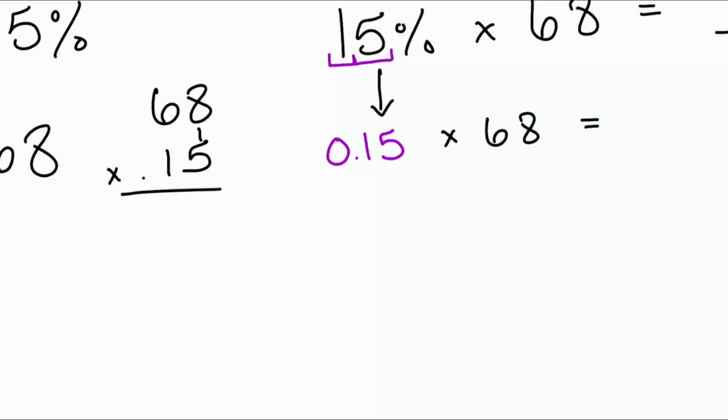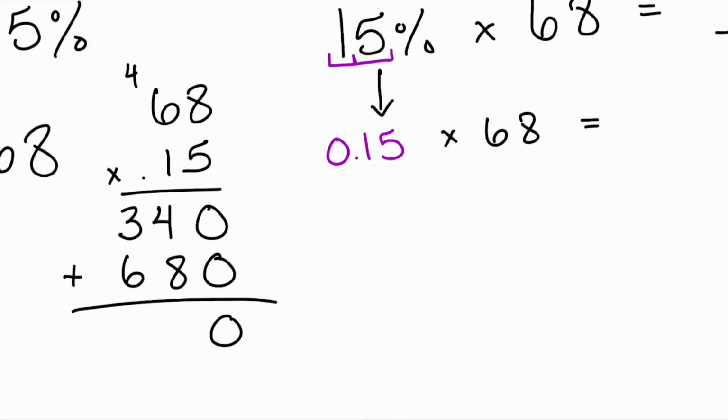So 8 multiplied by 5 is 40. Then we have 6 multiplied by 5, which is 30. Carry the 4, and it gives us 34. Then from here, we put a 0 because we are moving to the next place value. So now we have 8 times 1, which is 8. Then 6 times 1, which is 6. Add everything back together: 4 plus 8 is 12. 3 plus 6 is 9. Carry the 1 gives us 10.